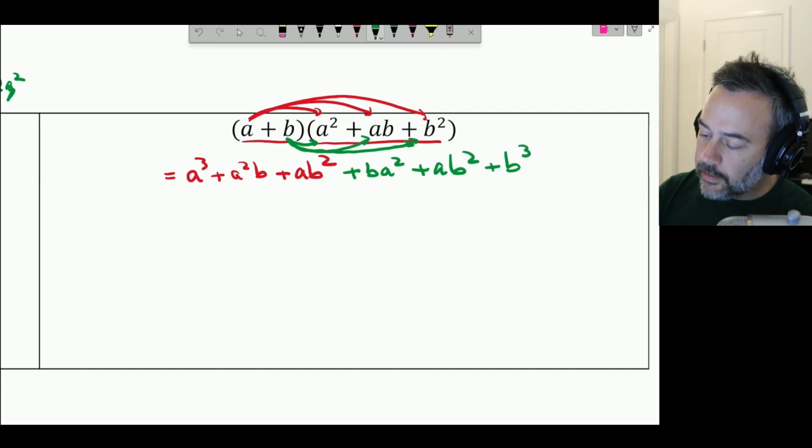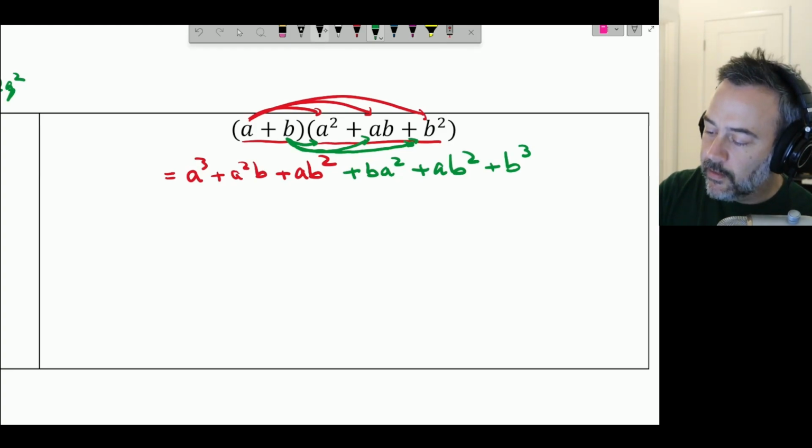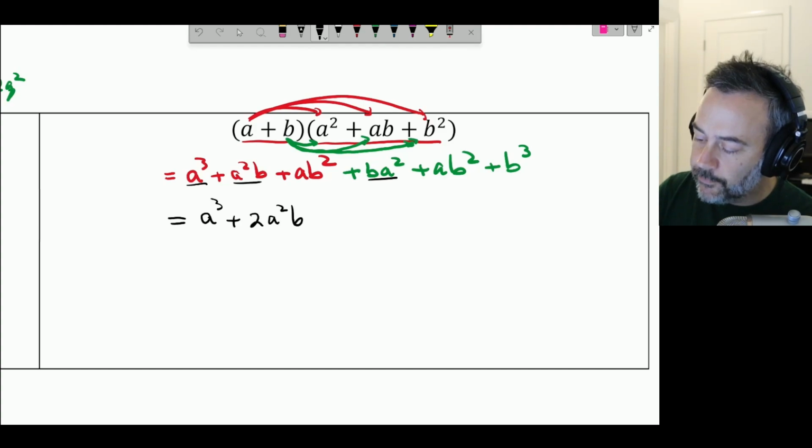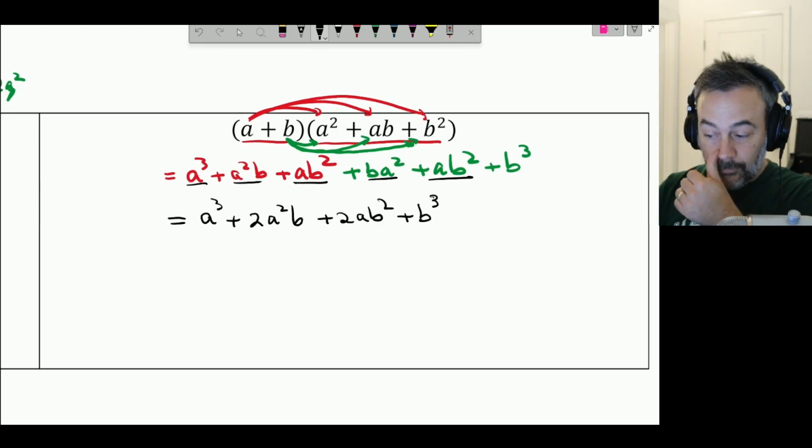Okay, just double check. I think I've done everything correct. I'm not going from notes here. I'm just doing it in front of you on the video. That's okay. Let's combine everything. I've got A cubed plus, well, I have A squared B and A squared B. These are like terms, so I get 2A squared B. And then what have I got here? I got AB squared and another AB squared, so 2AB squared, plus B cubed. Okay, nice.